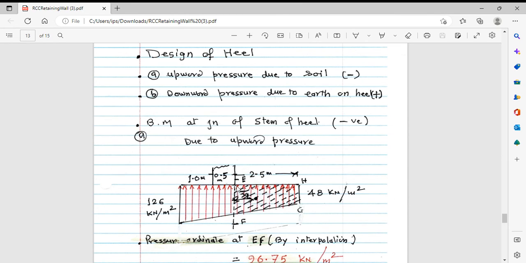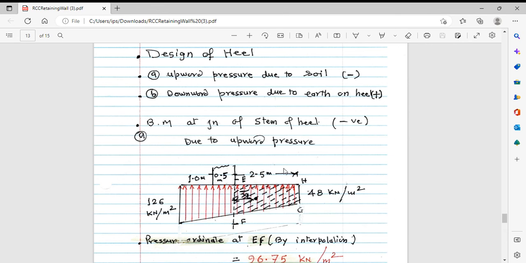First of all, calculate this ordinate as well as the ordinate over here. Similarly, calculate this ordinate over here. Then find the CG from here and the pressure diagram of this much portion, that is F E H G F. This is the pressure diagram. Take the area, find out the CG, take the moment. This will give the upward pressure and upward moment.